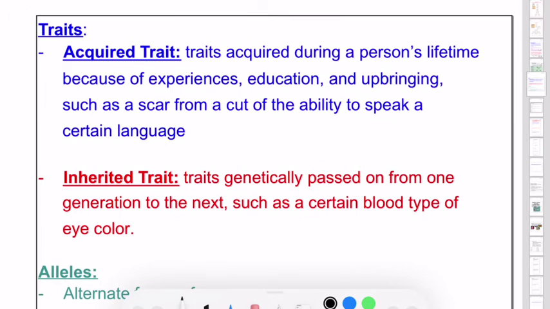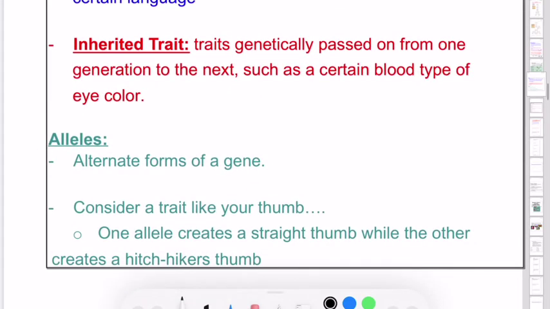We'll get there. So our traits, it says they're acquired traits during a person's lifetime because of experiences, education, and upbringing, such as a scar from a cut, or the ability to speak a certain language. So acquired traits are things that you acquire over your lifetime, whereas inherited traits are traits that are genetically passed on from one generation to the next, such as a certain blood type or eye color. So something that you can't change over your lifetime. It's what you're born with.